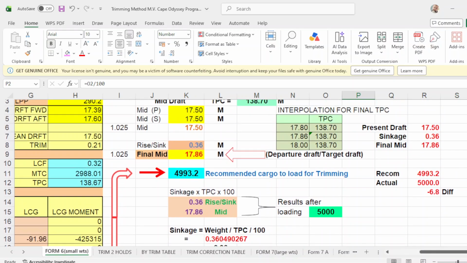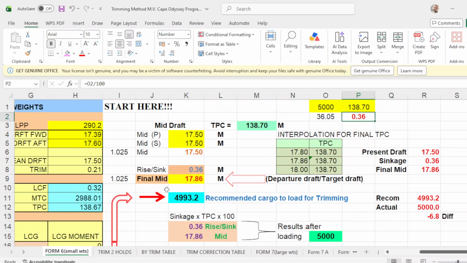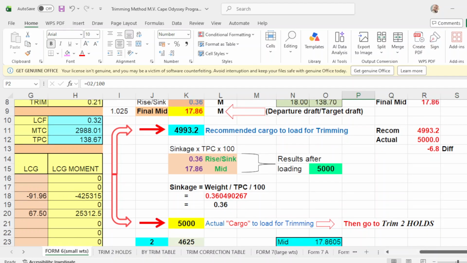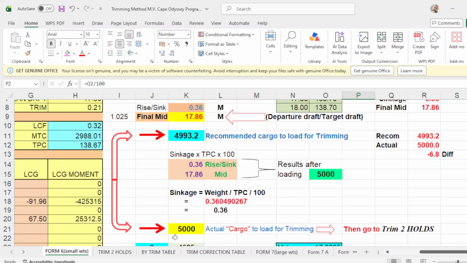Okay, guys, with your final departure draft of 17.86, you interpolate the TPC. So the actual TPC of 17.86 is 138.70, which is this one. Do not use the TPC of your initial draft. Do not use this one. Always use the TPC of your departure draft or your final draft or final mean, which is 138.70. Okay, then scroll down. It says actual cargo to load for trimming, which is 5,000.